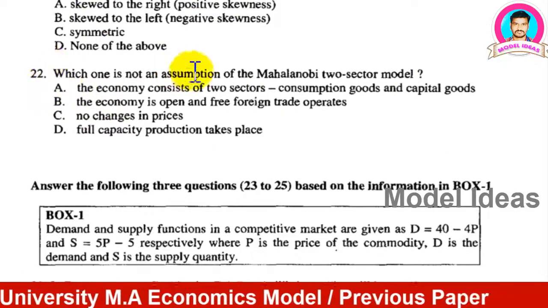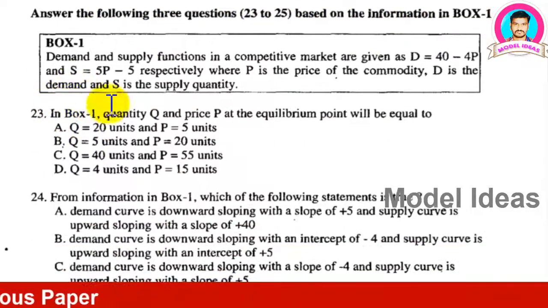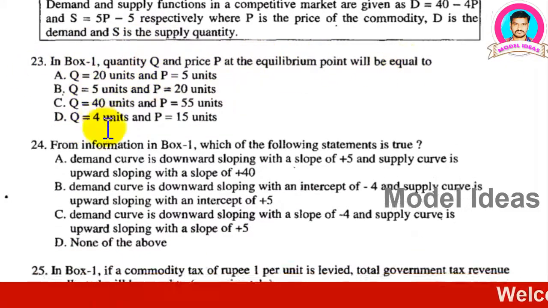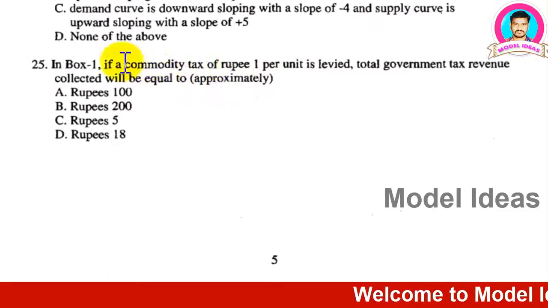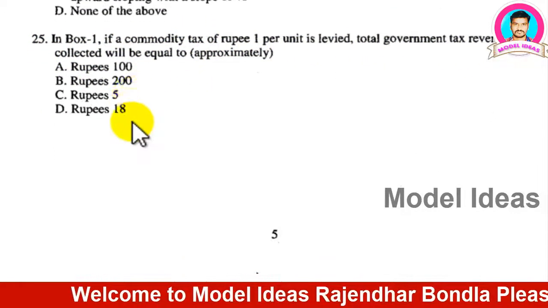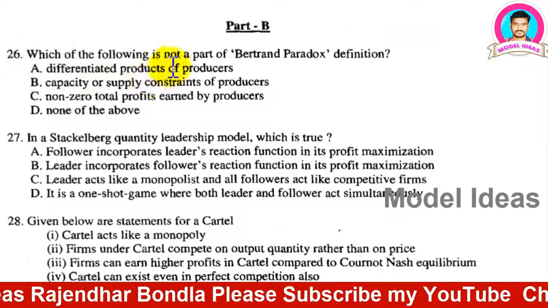Question number 22. Now read this box and these questions based on the box. Question number 23, 24. Then the last question from Section A is the 25th. Yes, we completed Section A. Next, Section B. Question number 26. Which of the following is not a part?